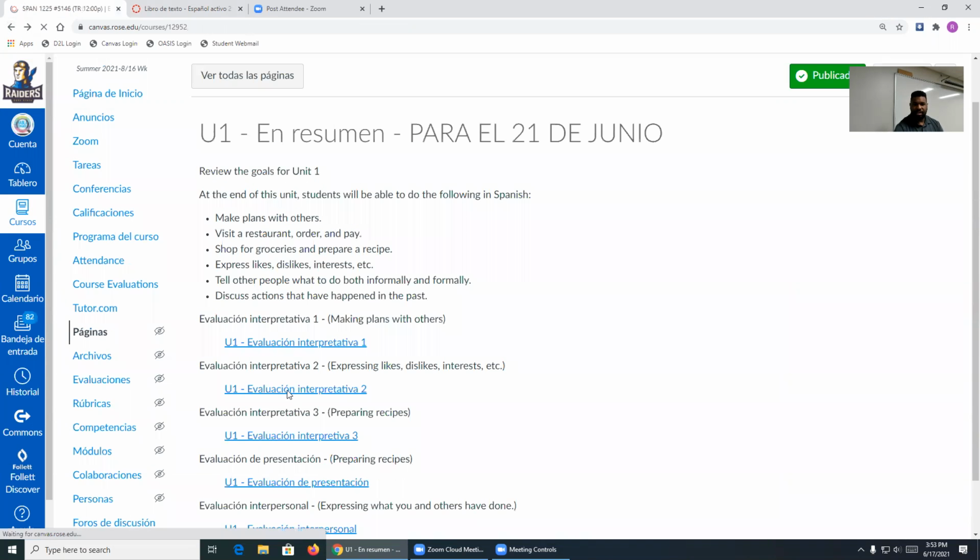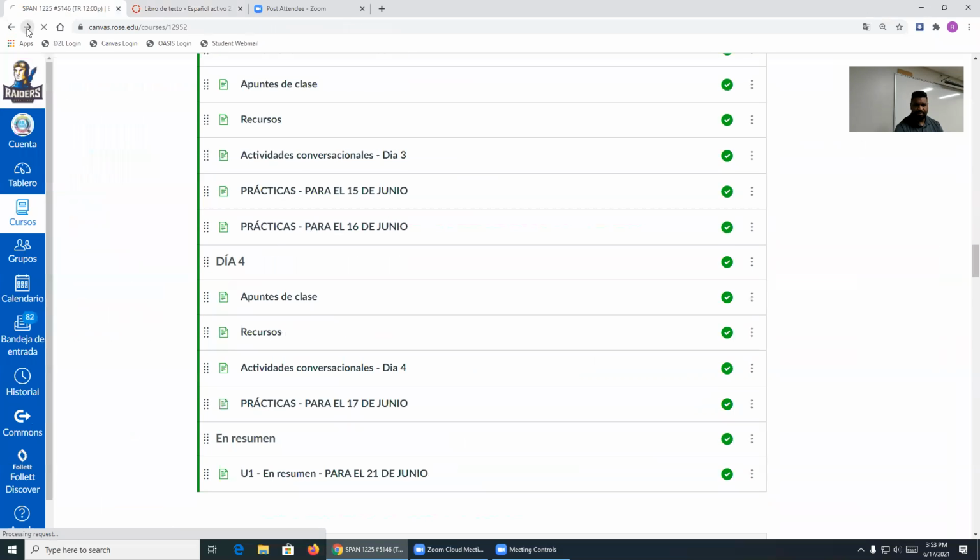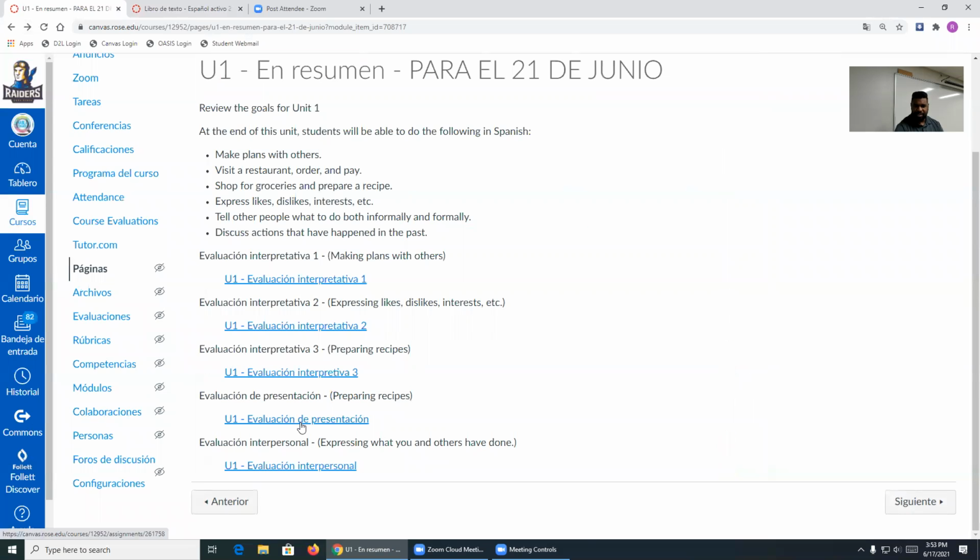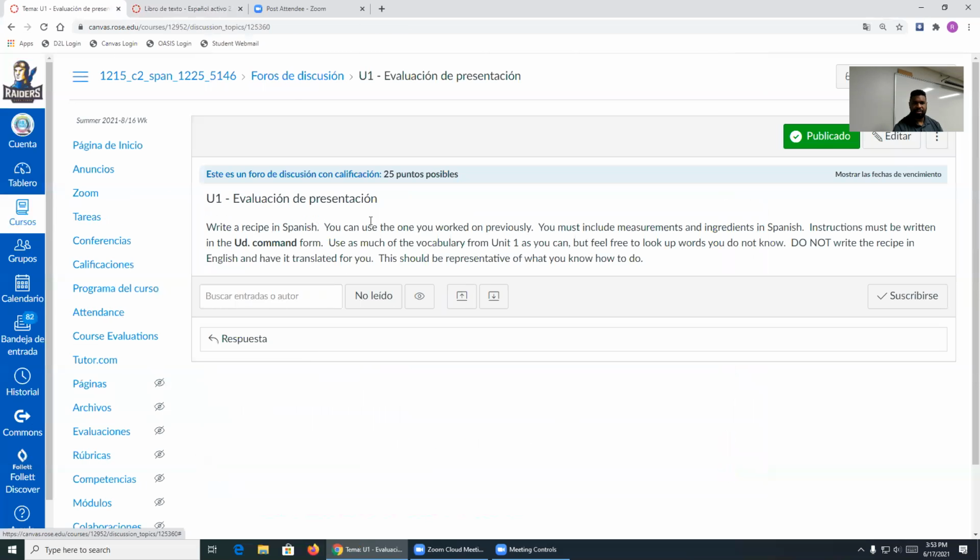Okay, so let's look at the presentación, evaluación de presentación. Here you're going to escribir una receta en español, write a recipe. You can use the one you've worked on previously. You don't have to reinvent the wheel. You must include measurements and ingredientes, and you must write instructions in the usted form. Why the usted form? Because you don't know the person, and the person you're writing the recetas for is probably an adult who can handle the kitchen by themselves as opposed to a child.